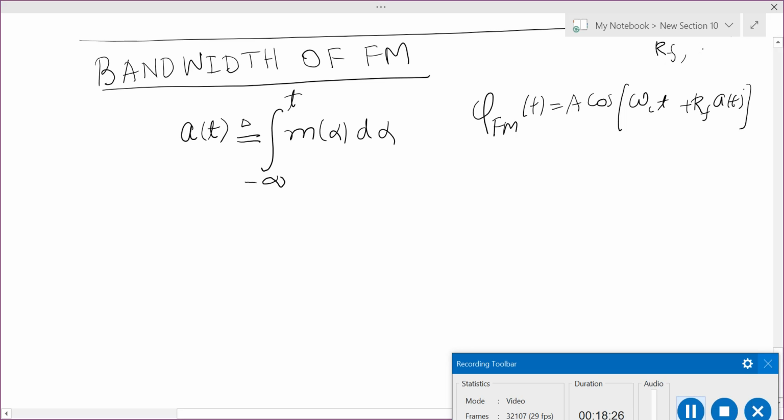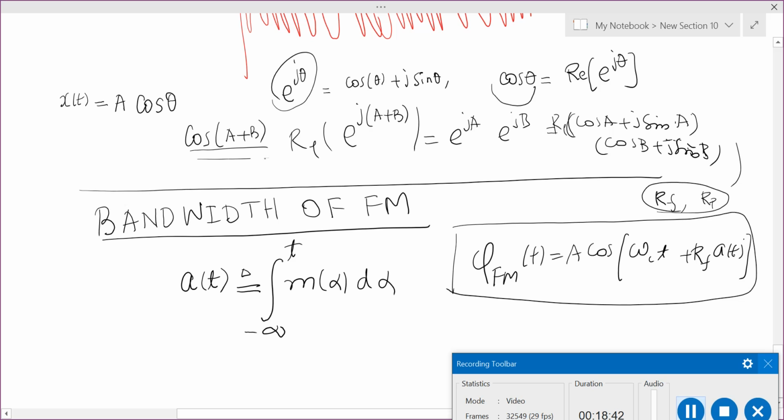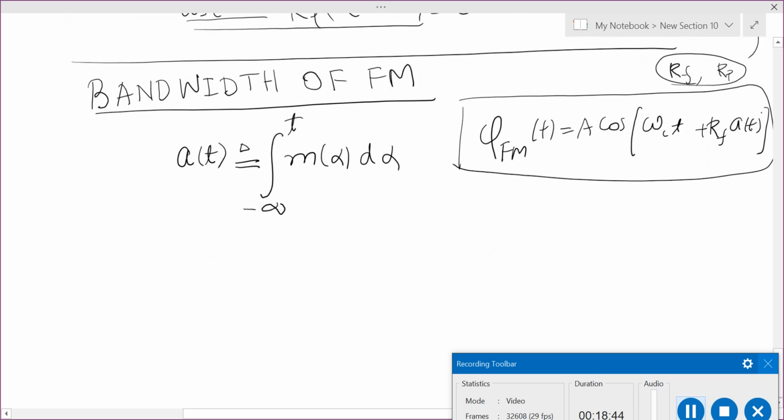Here kf and kp are constants: f for frequency modulation, p for phase modulation. These values are arbitrary constants. They are in our control. We can change them and it will have an effect on bandwidth, as we will see soon.